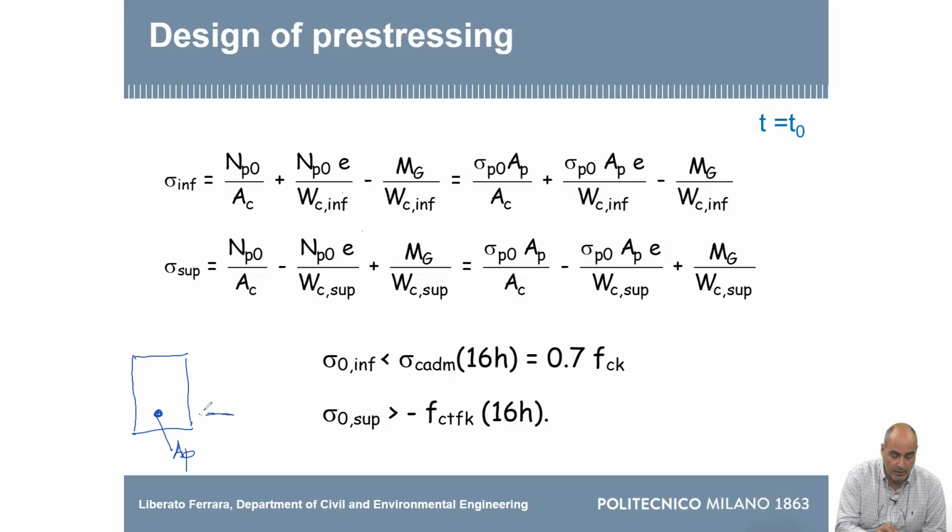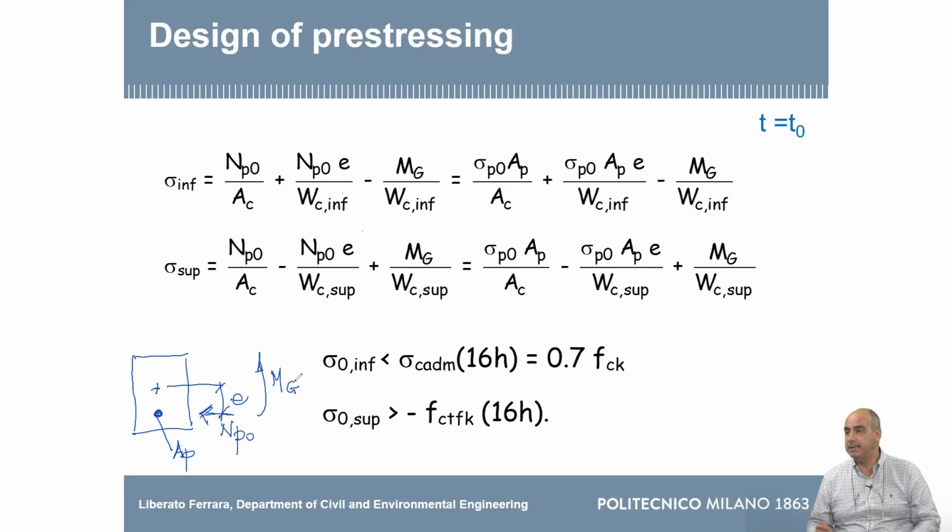So you have your NP0 force here. If this is the centroid, this is E. And you have the moment due to the self-weight. This is your cross-section. So what you do is calculate the stresses at the bottom and at the top.